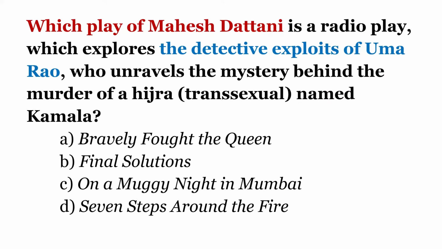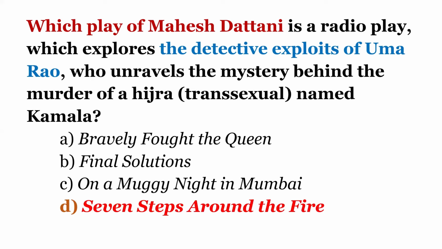Next question. Which play of Mahesh Dattani is a radio play which explores the detective exploits of Uma Rao, who unravels the mystery behind the murder of a Hijra, transsexual named Kamala. So I have almost given the plot, the gist of this radio play by Mahesh Dattani. So find out the answer. Option A, Bravely Fought the Queen. B, Final Solutions. C, On a Muggy Night in Mumbai. D, Seven Steps Around the Fire. Answer D, Seven Steps Around the Fire.